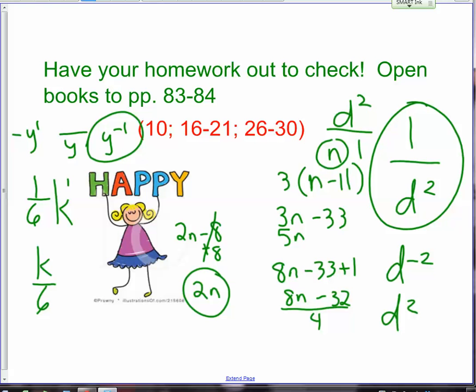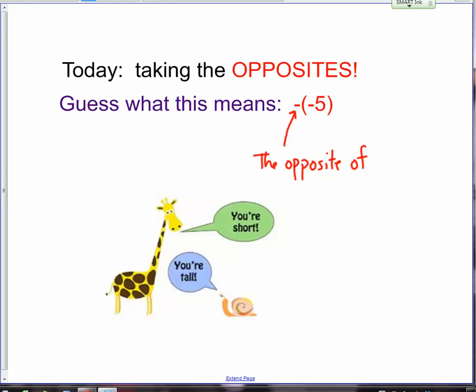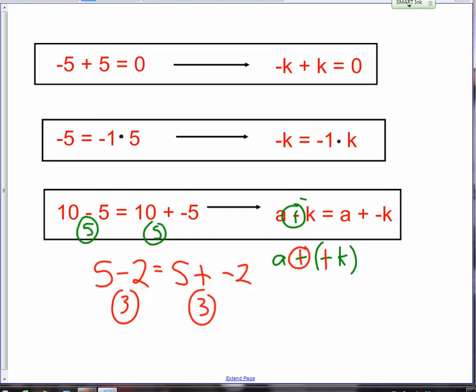Okay, we corrected your homework, and those were just some notes about some of the problems on your homework. And then today, really, the name of the day was opposites. So when you see this symbol, it says the opposite of -5, and the opposite of a negative is a positive. So we really worked with just opposites today. So this is showing that a -5 and a +5, they're opposites. If you add them, you get 0.